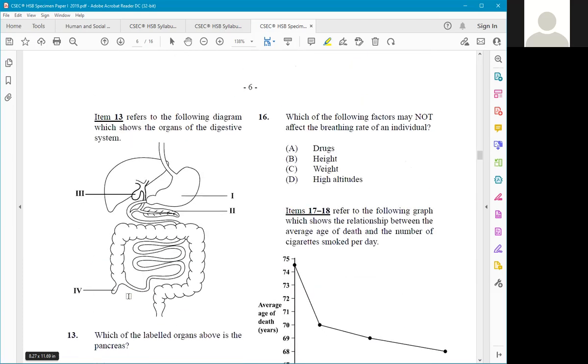Number 16. Which of the following factors may not affect the breathing rate of an individual? Which of the following factors may not affect the breathing rate of an individual? This is not a guess question. You're supposed to know. But you know, drugs can affect people's breathing rate. People who take drugs cause changes in the body. Drugs are chemicals that actually would bring about some kind of change in your body, whether it is your mood, your health, physical, nerve transmission.